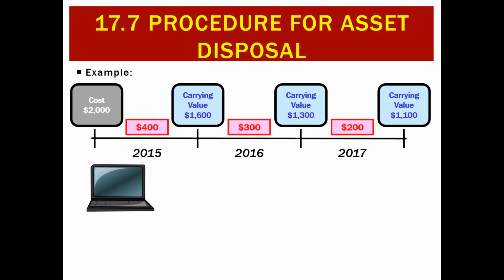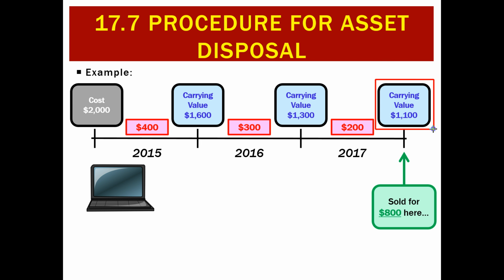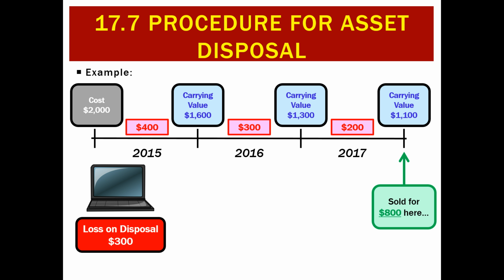So at the end of the asset's third year, we're going to dispose of it, and we're going to get $800 in a sale. Now, just looking at that, we estimated that there were $1,100 of unused economic benefits left. That's what the carrying value represents. But we could only sell it for $800. So we have made what's called a loss on disposal of $300.